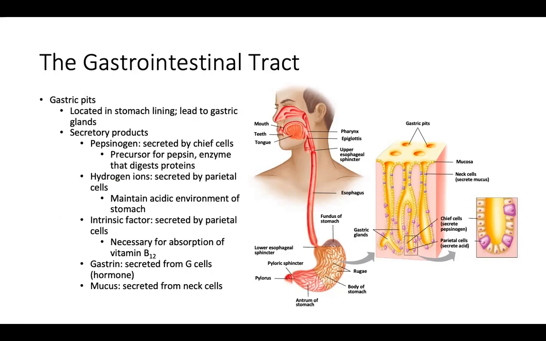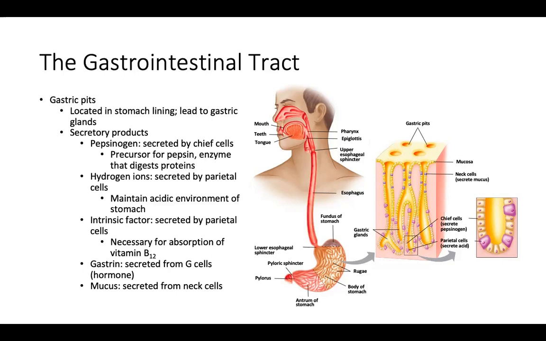Now, also found within the stomach are these gastric pits. These gastric pits are deep invaginations that are seen throughout the stomach lining. So this is the mucosal layer of the stomach, the lining of the stomach. And then we have this deep invagination that goes all the way down to the bottom here. That's called a gastric pit, and this makes up what's called a gastric gland.